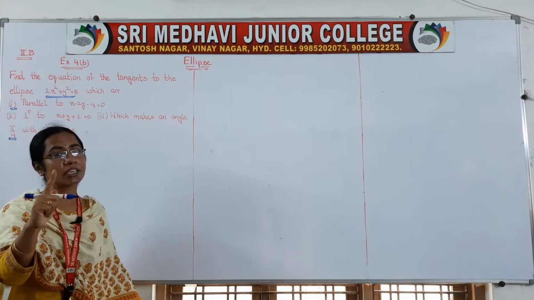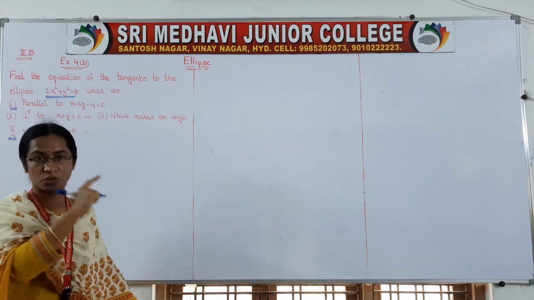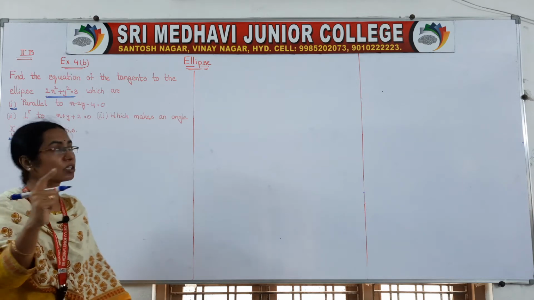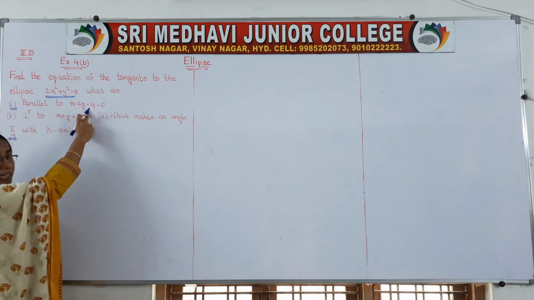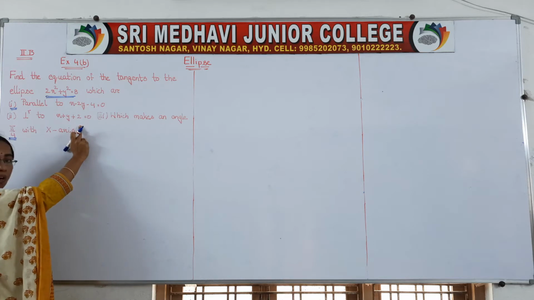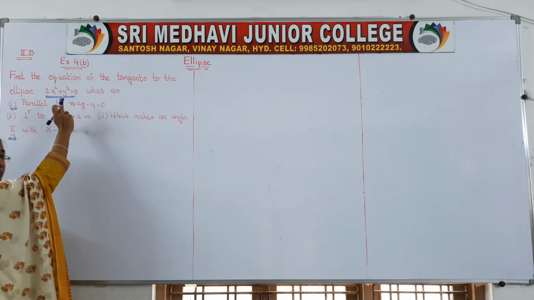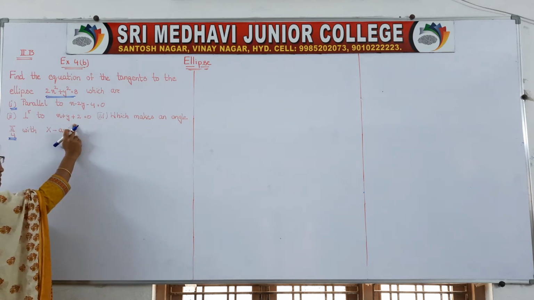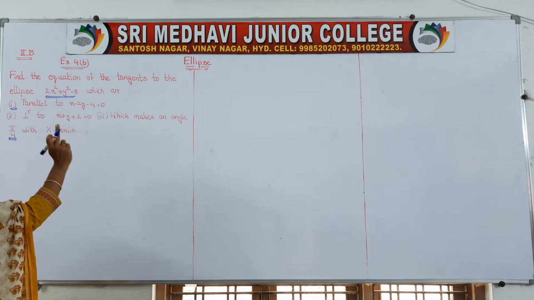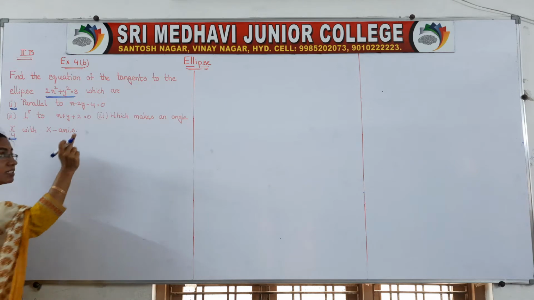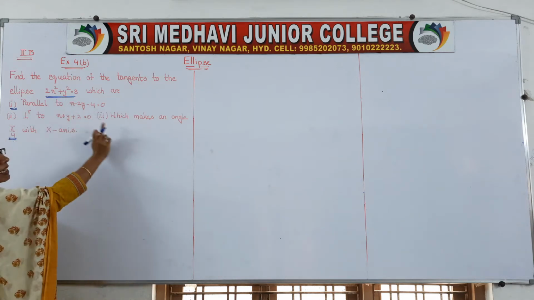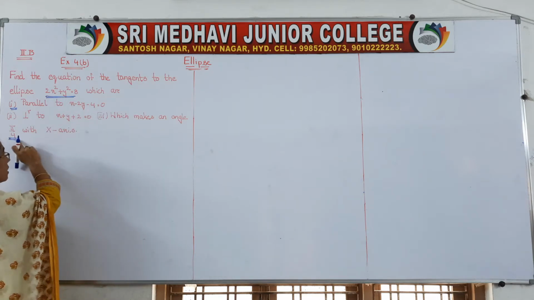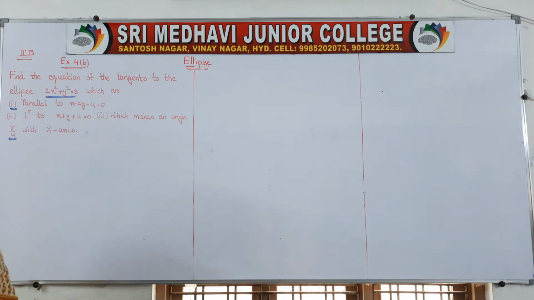So here we have to find the tangents to the ellipse, but based on three conditions. First condition is our tangent to this ellipse is parallel to one straight line, right? And second, we have to find the tangent to the same ellipse, but it is perpendicular to this line, okay? Next we have to find the tangent to this ellipse which makes an angle pi by 4 with the x-axis, okay? So come on, we will solve the problem now.